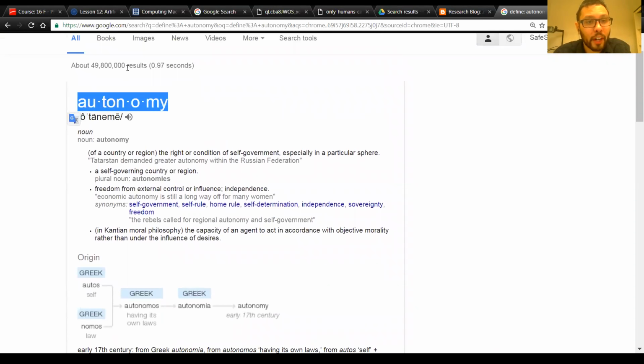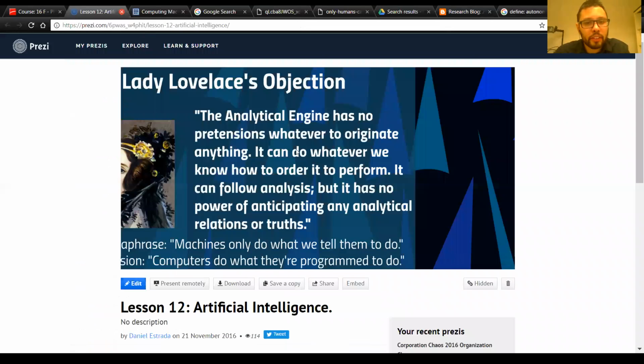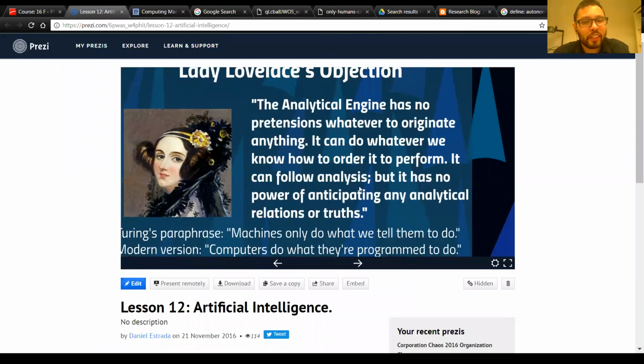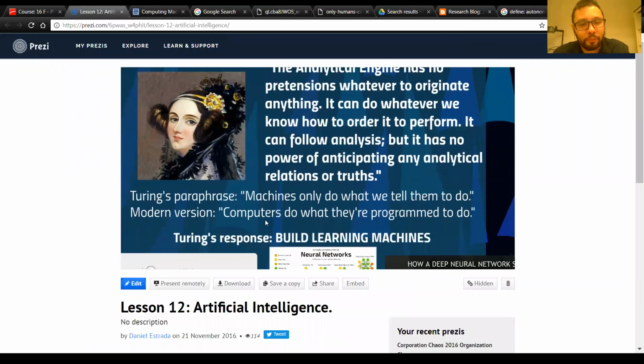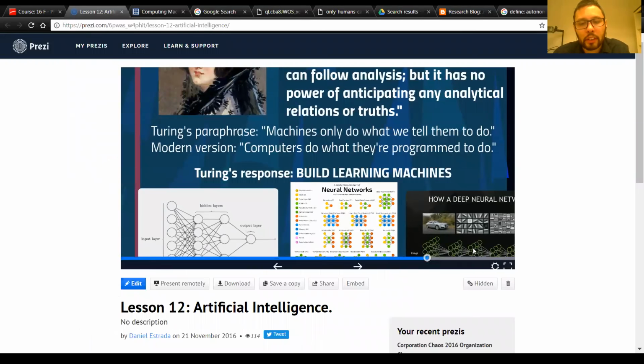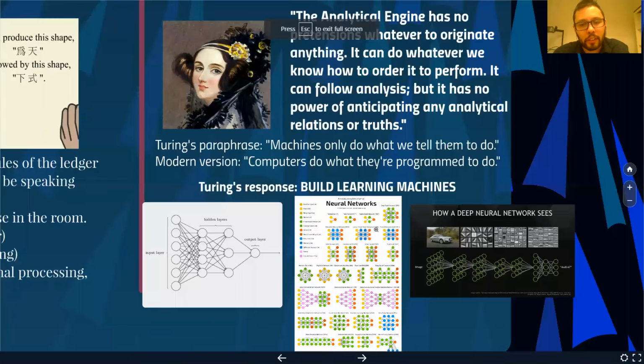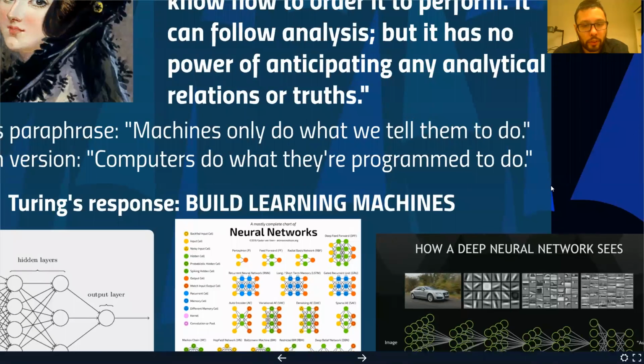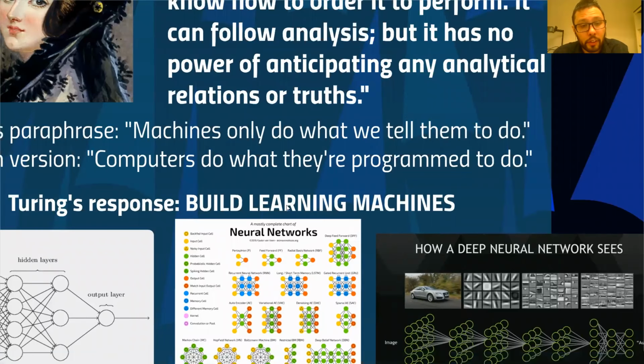So when philosophers are talking about autonomy, they want to know about desert. And what Lovelace is saying is that machines don't deserve anything because it's not really them doing the performance. It's really us doing the performance, and we're programming the machine. Now, remember last time we talked a little bit about Turing's response to Lovelace. Turing says that if you want to build a machine that does more than what it's programmed to do, then build a machine that learns. If the machine learns, then whatever they do is not just the result of their programming, but it's also a result of the experiences they've had as they've learned.